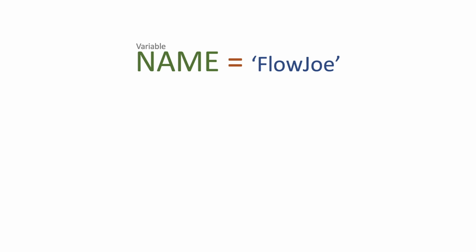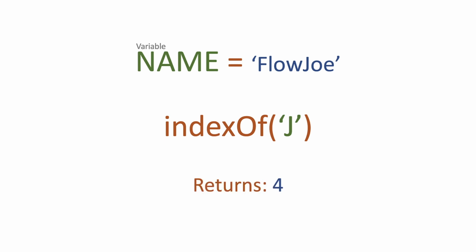Today we're going to be looking at IndexOf, but we're going to be starting with a variable, FloJo, and then we're going to be using IndexOf to target the J in the FloJo string. Now, why would we do this? We want to return the character position where J is. We're going to get a 4 back.